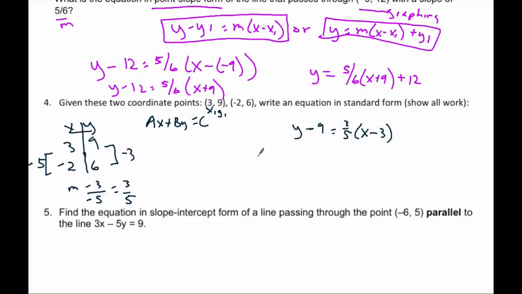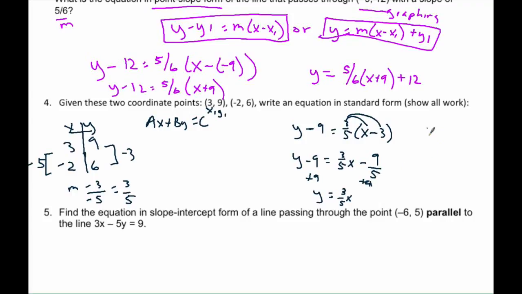And I am going to change this into slope intercept form, or I'm just going to get rid of the parentheses by doing the distributive property. So I get y minus 9 is equal to 3/5 x minus, or negative 9/5, right? Because I'm just multiplying 3/5 with negative 3 right here. And then here I would combine like terms by adding 9 to both sides. And I get y is equal to 3/5 x.